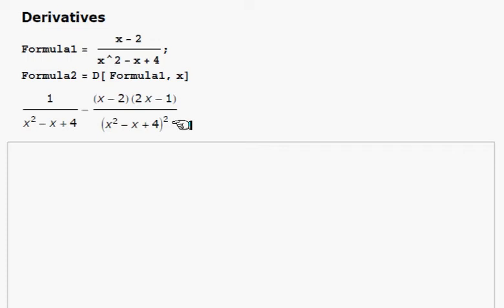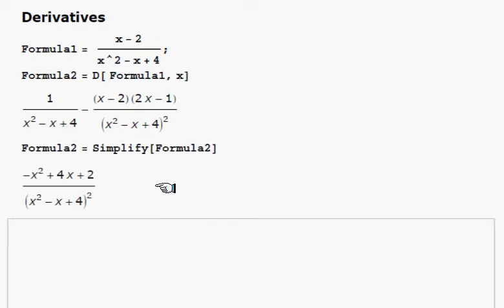So you differentiated this expression with respect to x one time. If this is not quite the form you wanted, you can use a Simplify command, redefine it as Formula 2, and after you simplify like this, it gives this type of result.